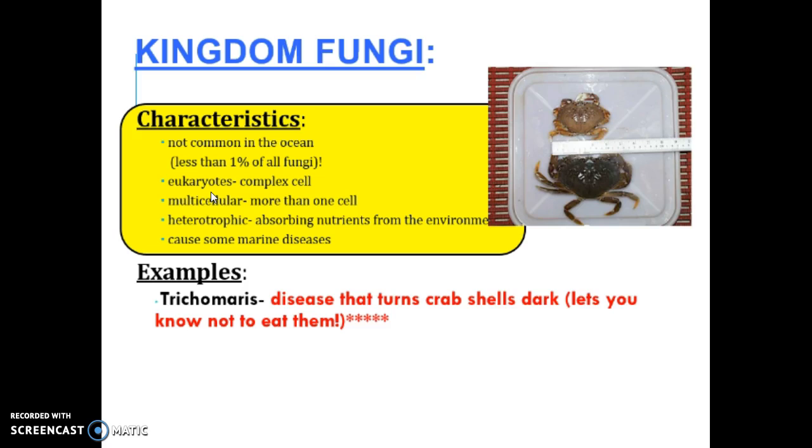All right, we'll look at kingdom Fungi. We're going to move through this a little fast, so if you need to pause, please pause. Fungi is probably the least common in the ocean. Less than 1% of all fungi actually live in the ocean. They're eukaryotes, which means they have a true nucleus. They're multicellular, and they're heterotrophic, which means they need to eat something which produces its own energy.